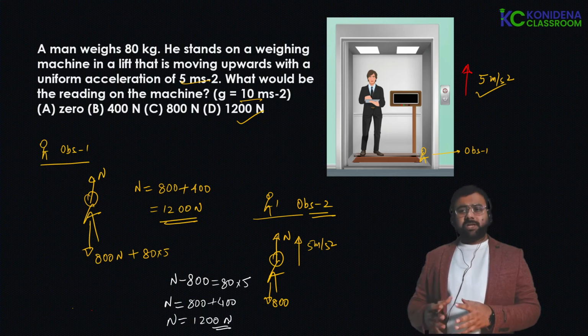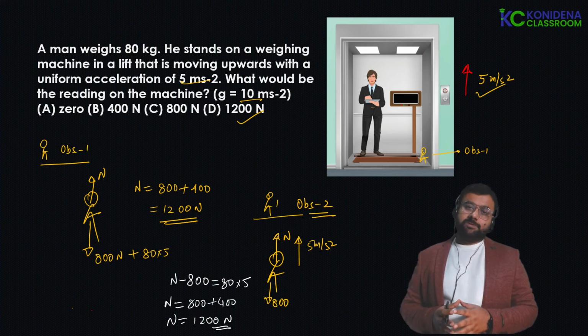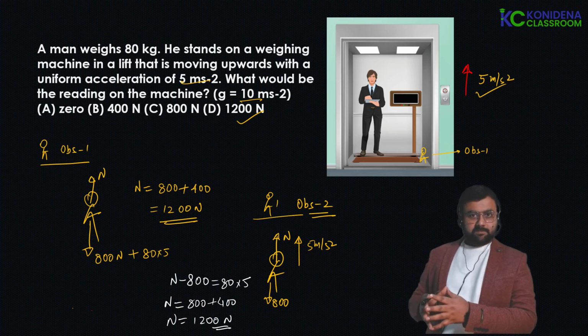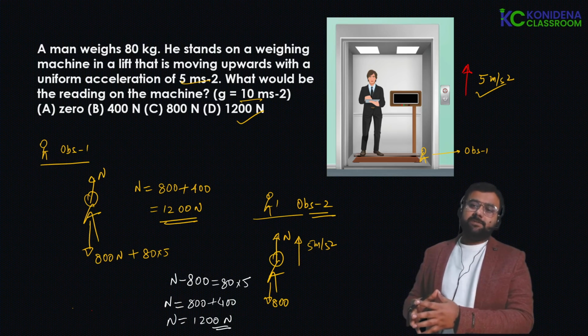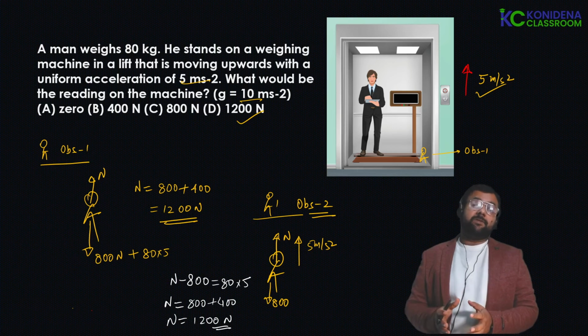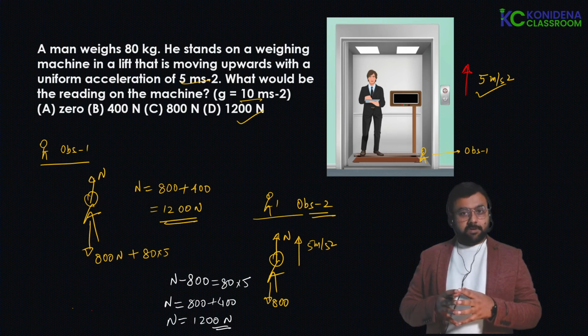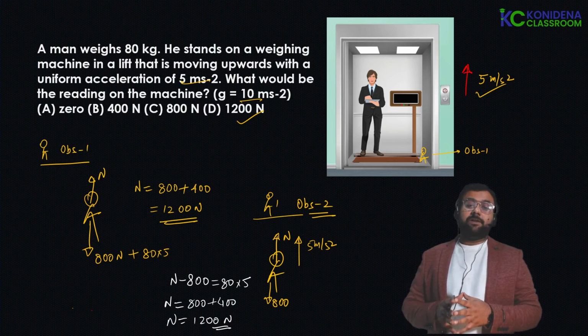You can see that whether you talk about a person sitting inside the lift, in the non-inertial frame of reference, or a person standing on the ground, in the inertial frame of reference, both will tell you the same thing: the reading of the weighing machine is 1200 newton.